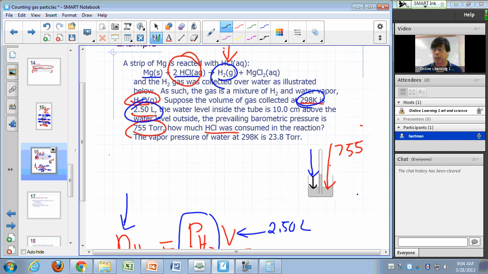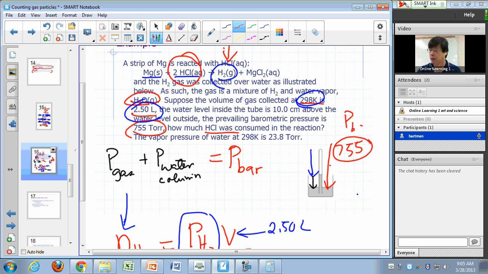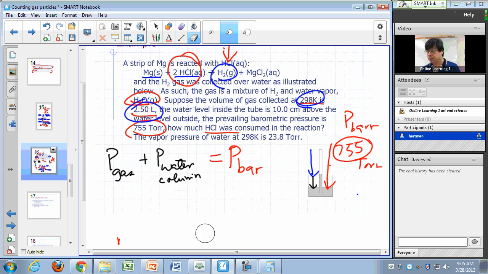Okay? So the pressure of the gas plus the pressure due to the water column must be equal to the atmospheric pressure, or the barometric pressure. So barometric pressure is 755 torr. So the pressure of the gas I can calculate from this equation. Well, what else do I need to know?